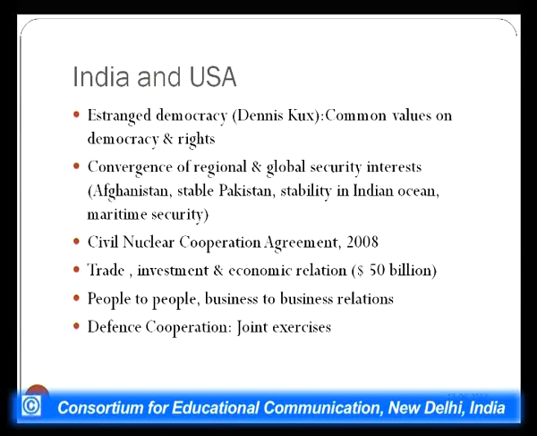But gradually after the 1990s, what we see is a gradual convergence of regional and global security interests. In Afghanistan, India and the US are acting together on the issue of terrorism, and they are likely to have an intensified relationship. They also want stability in the Indian Ocean, and for maritime security, India and the United States can cooperate. India should not be the subordinate partner of the United States, but at the same time, because of economic and security reasons, India has to have a very close relationship with the United States.